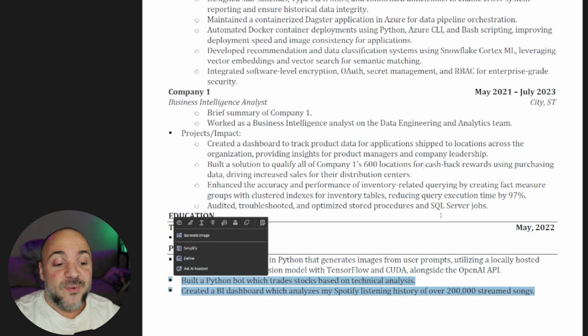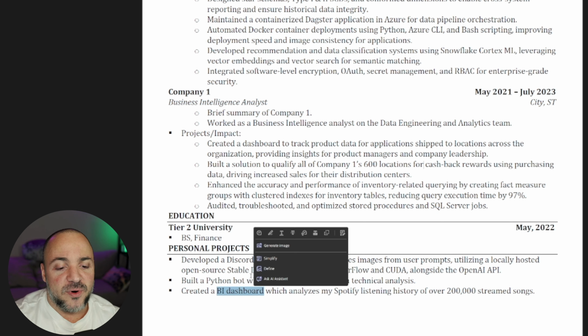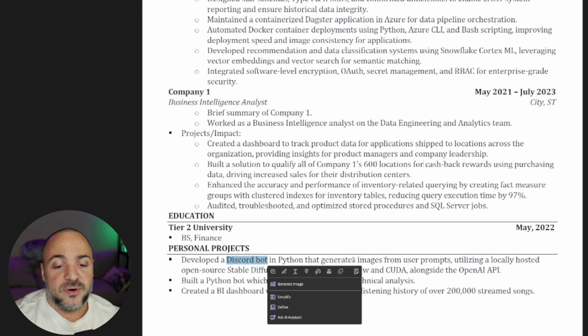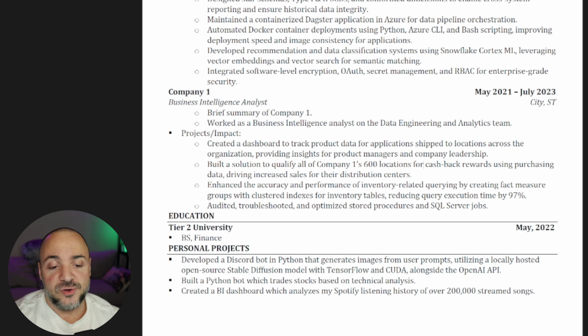I think it's a great way to call stuff out, and especially if they're able to call out tech that they're using alongside it, right? So Python bot, so I understand that they're being able to program in Python, BI dashboards, and then up here we see that we're being able to work with some of the AI tools, so Stable Diffusion, TensorFlow, CUDA, OpenAI APIs. So these are all things that are going to stand out in terms of keywords, and I think that overall, this list of personal projects is great.